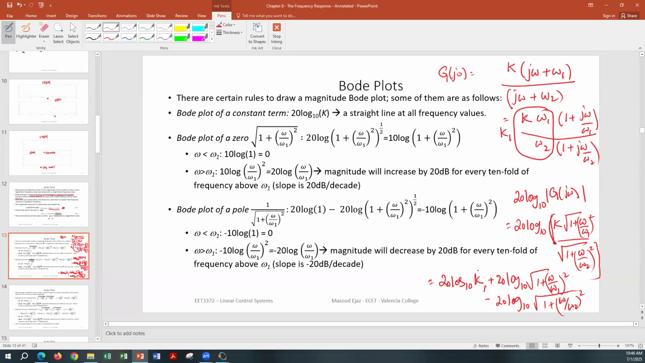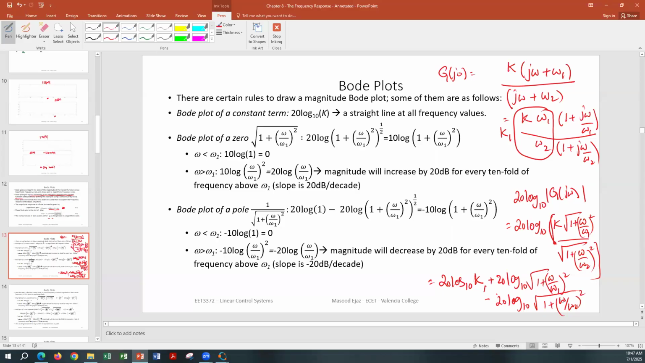So the first thing is to plot this, then to plot this, and then to plot this, and then you're going to add all the individual plots together to get the complete plot, because you're adding or subtracting each plot. So let's start with 20 log 10 of K. The first one, Bode plot of a constant term, 20 log 10 of K. In this case, we have K1.